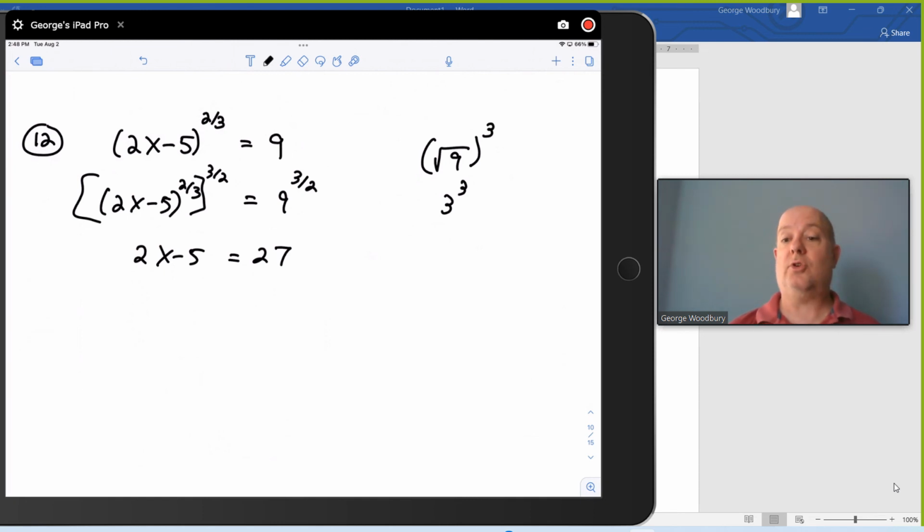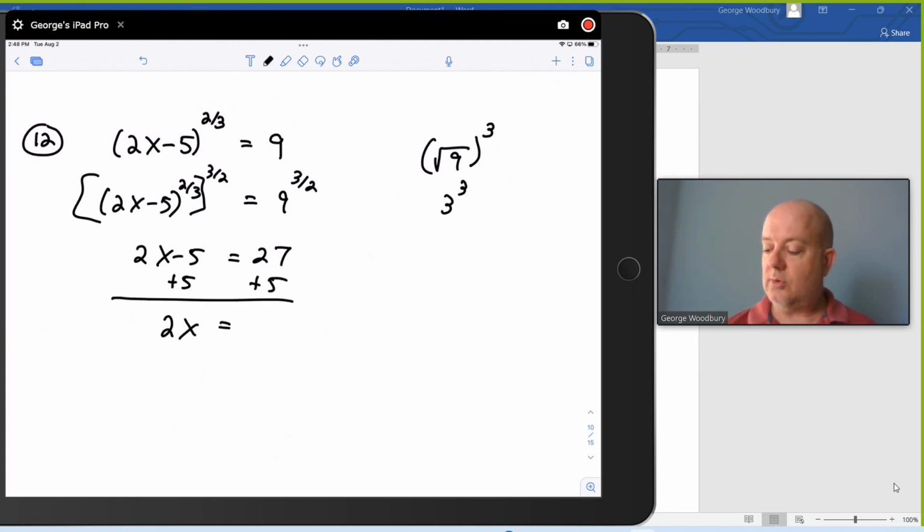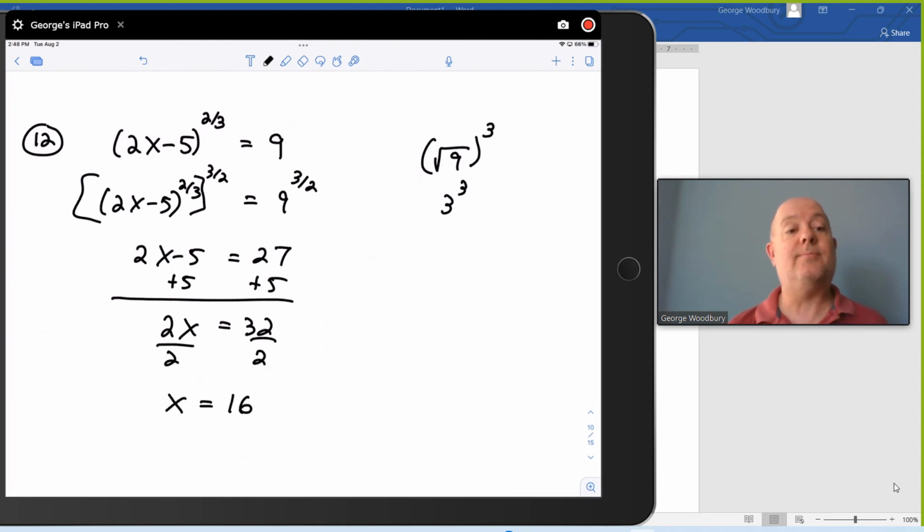Now I've got to solve this equation for x. I'm going to do that by adding 5 to both sides. 2x equals 32. Divide both sides by 2, and we get x equals 16. Now if we substitute the 16 back in for x, we'll see the expression in parentheses is positive. It was a cube root anyway, so it didn't really matter. Our solution set here is 16.